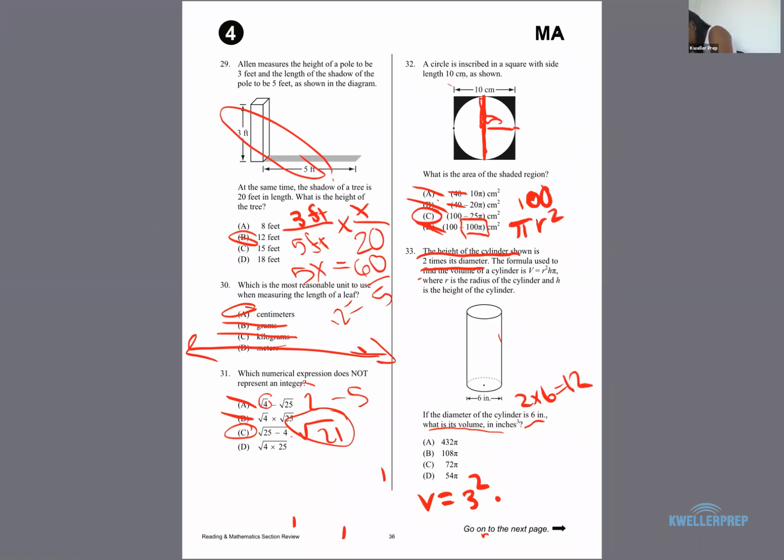So you have 3 squared times 12 times pi. 3 squared is really 9. 9 times 12 times pi gives you B, 108 pi.